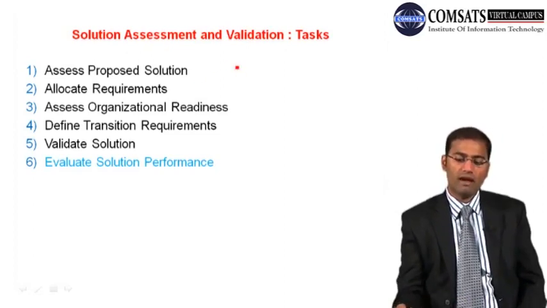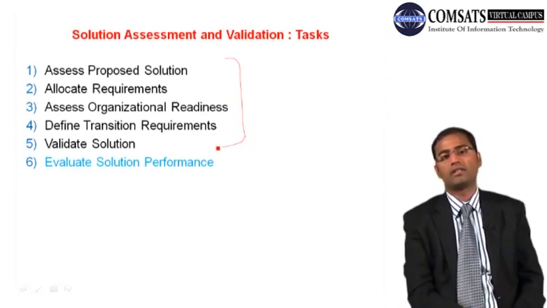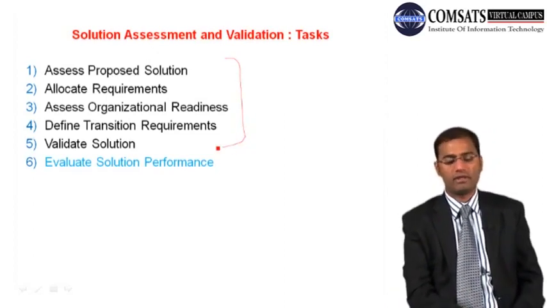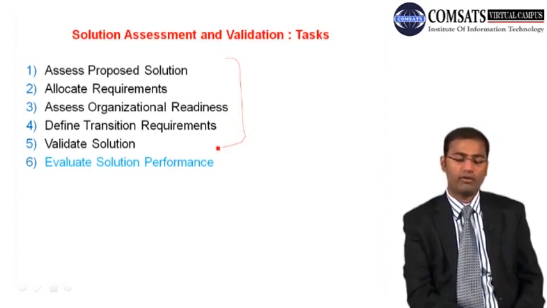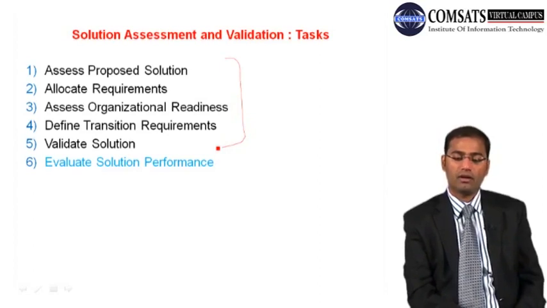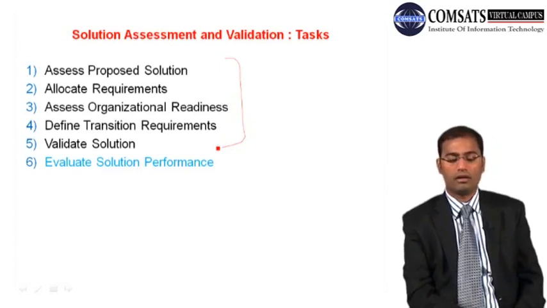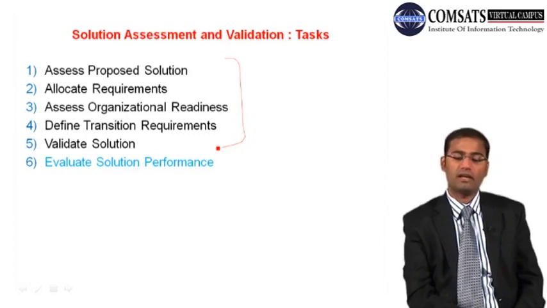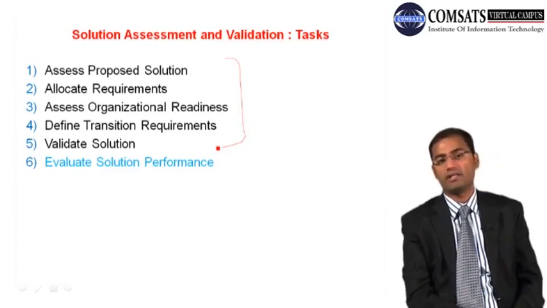We have discussed that the 6 knowledge areas are defined by the tasks. We have 6 tasks in first knowledge area, that is business analysis planning and monitoring, and then we have second knowledge area, elicitation, that's having 4 tasks, and then we are having 5 tasks for requirements management and communication, and then 5 for enterprise analysis, and then we are having 6 tasks for requirement analysis, and then we are having 6 tasks for solution assessment and validation.